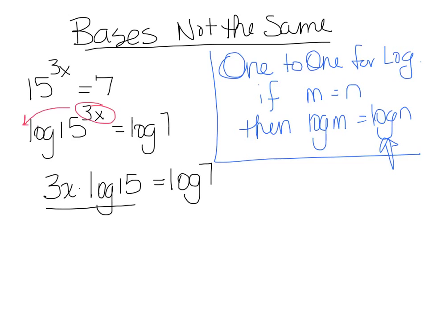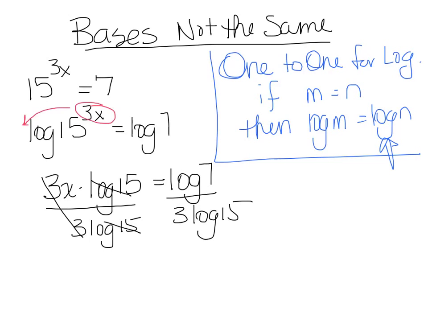I'll divide the left-hand side by everything that's not x, so 3 log 15, and I have to do that to the right-hand side. Okay, I'm back, and so of course the 3's cancel, the log 15's cancel over here, and I get x is equal to log of 7 divided by 3 times the log of 15, and of course I'm going to throw that in my calculator and get a nice approximation, remember, because I won't be able to write down all the digits. So that is great.